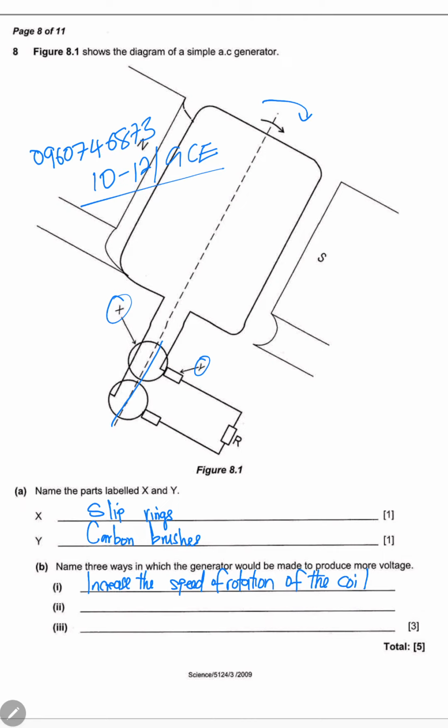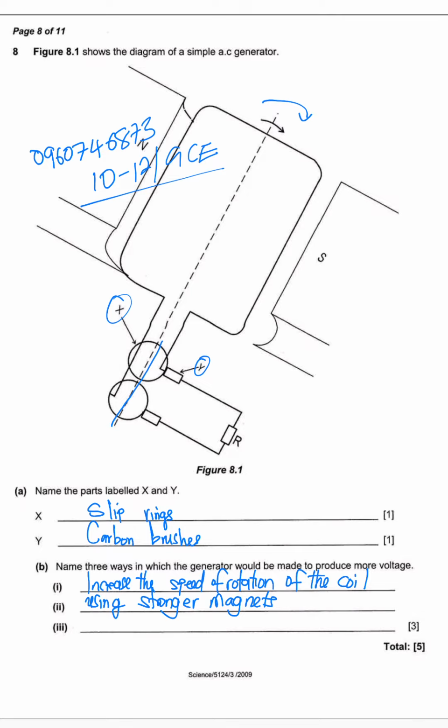The other factor that you can do is to increase the strength of the magnetic field, or in short, we are saying use stronger magnets. Using stronger magnets, you actually increase the strength of the magnetic field.